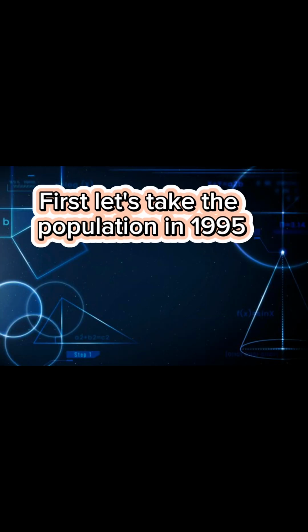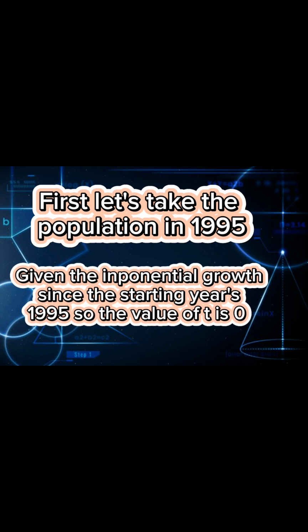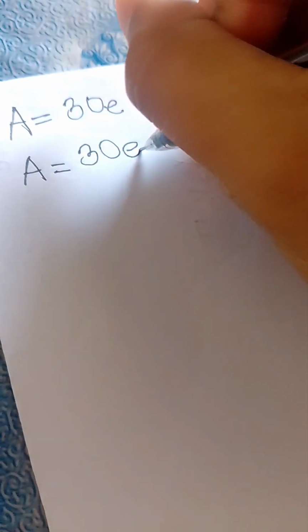First, let's take the population in 1995. Given the exponential growth since the starting year 1995, the value of t is 0. We just substitute the value of t, which is 0. So we substitute here 0.02 times 0. Any number times 0 is 0, and any number raised to 0 is 1. The answer is 1. 1 times 30 equals 30, and this is in thousands, so it means the population of the city in 1995 was 30,000.